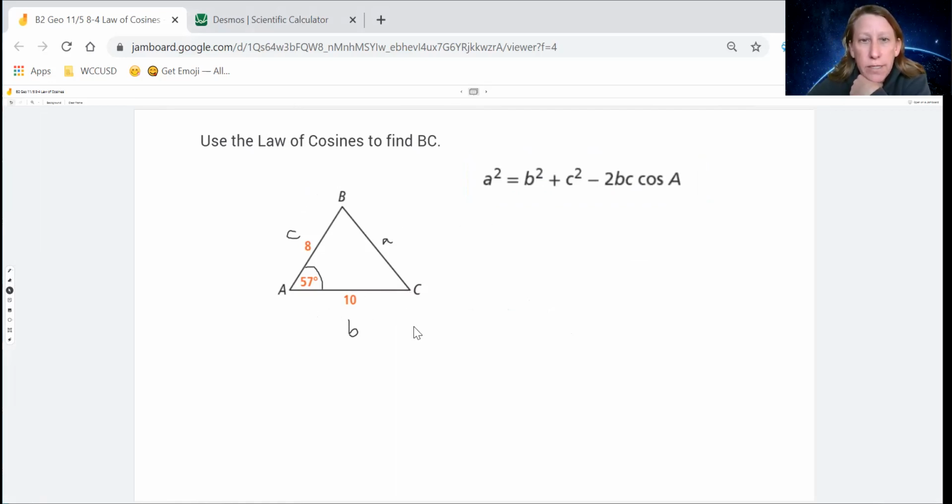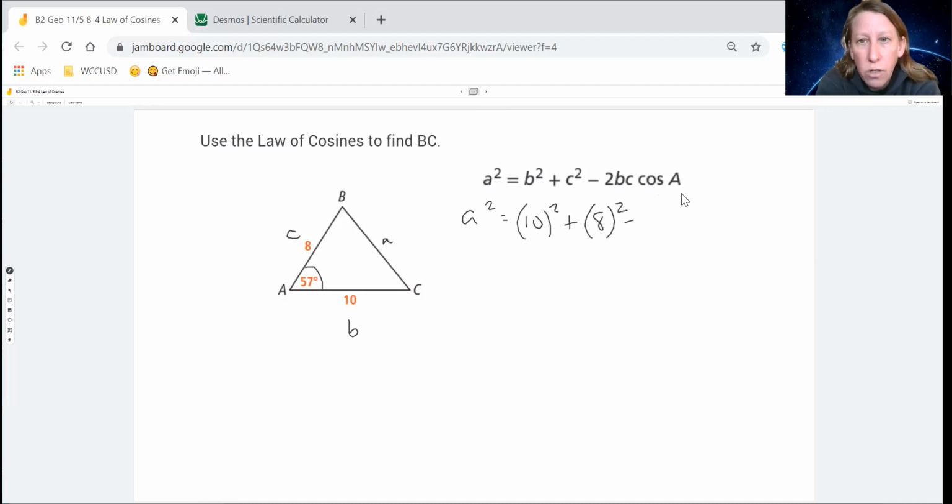Do I know what B is? Do I know what C is? Do I know what 2 times B times C is? Do I know the cosine of angle A? Yeah, I have all that information. So now I'm going to carefully substitute and carefully do my math. I'm going to be neat because mathematicians are precise and accurate.